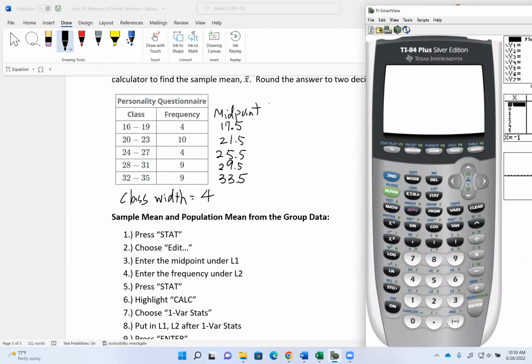All right. So number 1, press the word stats. Choose number 1, edit. I'm going to clear out whatever data I had before. Don't press delete, because you literally will delete the whole entire L1 or L2. I enter the midpoints under L1. 17.5, enter. Go to the right. Make sure this cursor is lined up with 17.5, frequency 4.